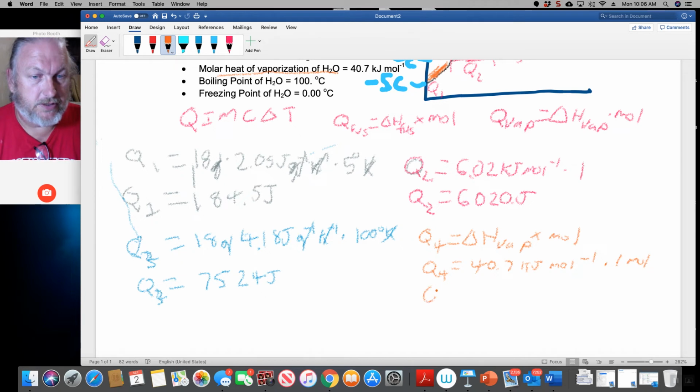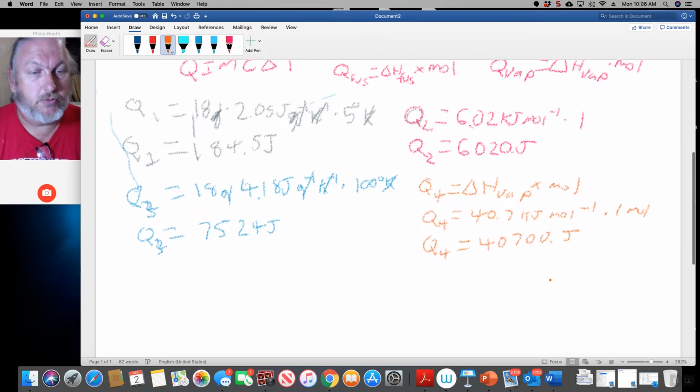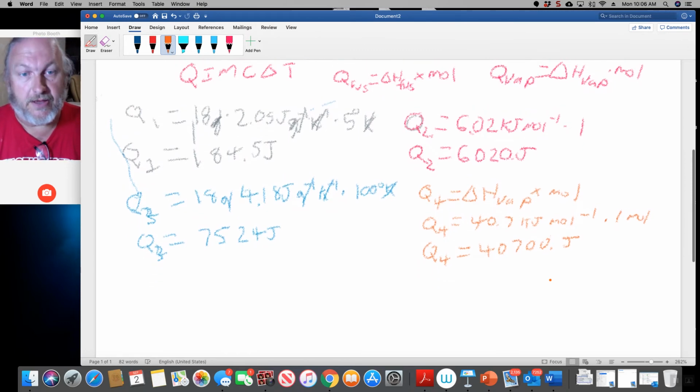It's 40.7. So Q4, and I'm going to go ahead and in my head convert that to joules. Again, I know there's 1,000 joules in 1 kilojoule, so all I've got to do is move the decimal over 3 places, and I do. So it takes 40,700 joules to convert that to steam.